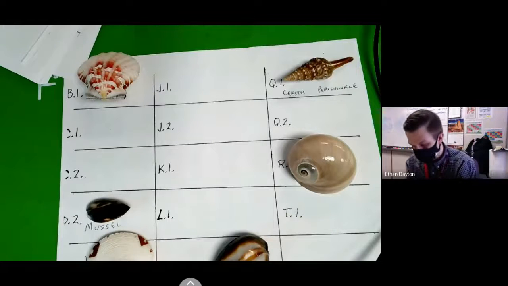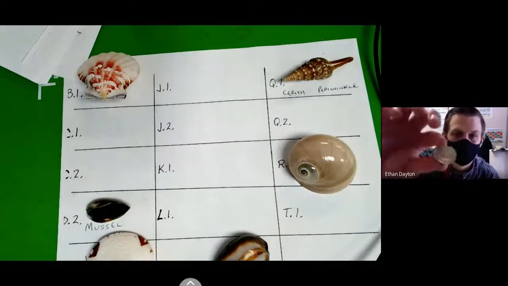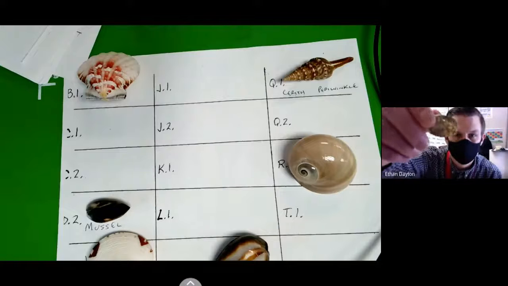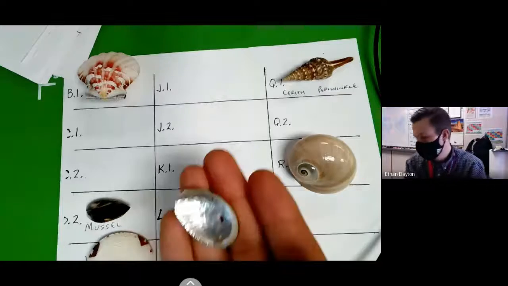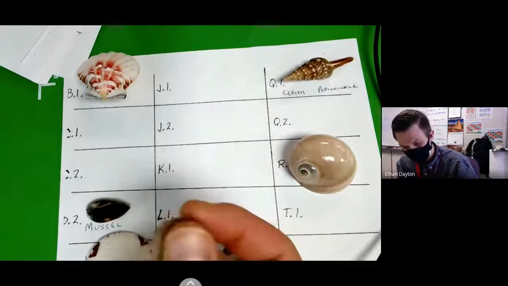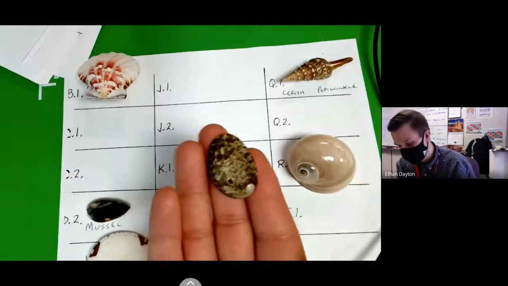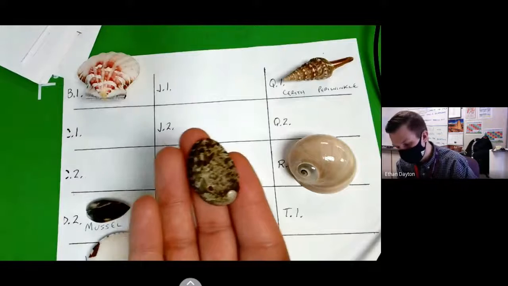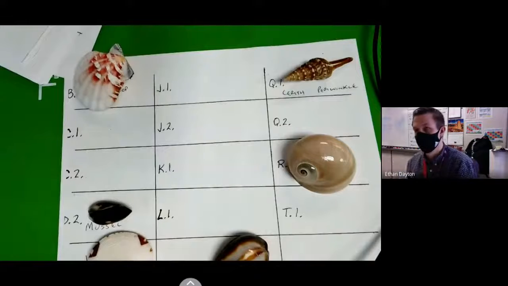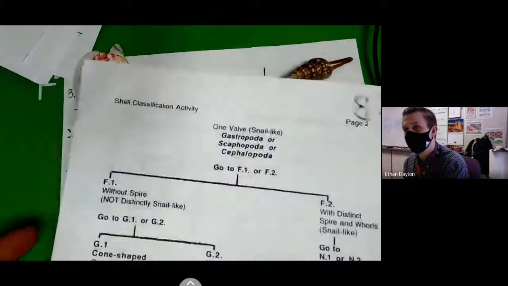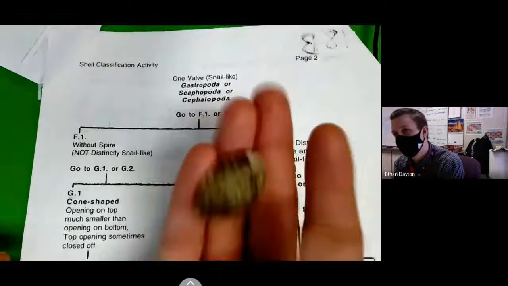Okay, here we are. This is a tough one. Many people think this is a two-valver because it looks like one part of a clamshell, but it's not. This is actually one valve. It's snail-like, but it doesn't fit on a snail. So we're gonna go to F1 or F2. Does it have a spire or no? Definitely not. Almost looks like a clamshell. So we're gonna go not distinctly snail-like.